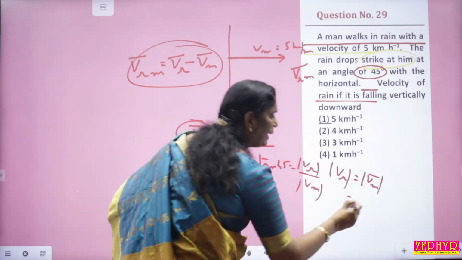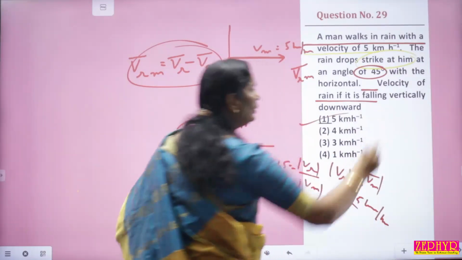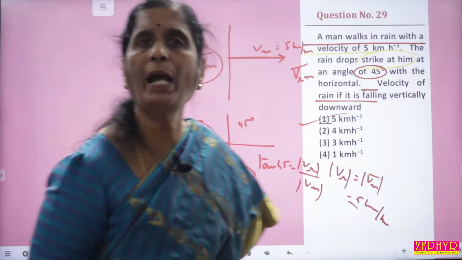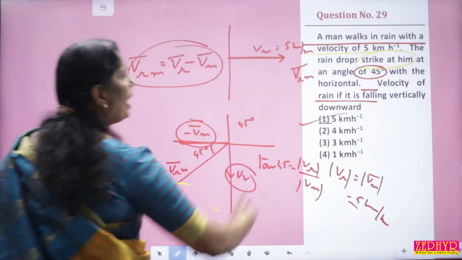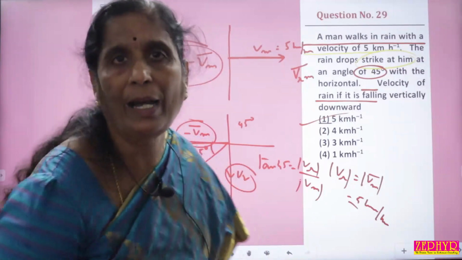So what is the velocity of the rain? The velocity of the rain is one and the same as the velocity of the person only, 5 km per hour. Like that we can say. So the answer is option 1. So this question also depends on how you draw the figure.